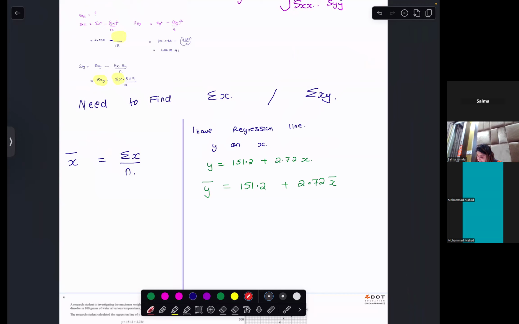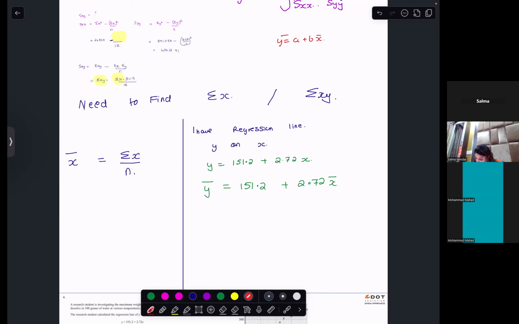Why? You know, when we find the regression coefficient, we put y is equal to a plus bx, and to find a and b, we put these means. So we can do that. Now this will help me to find the mean of x.